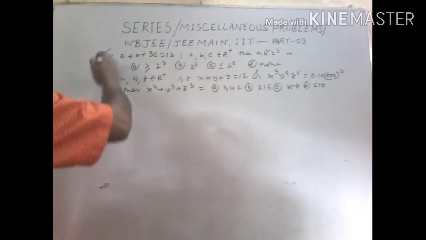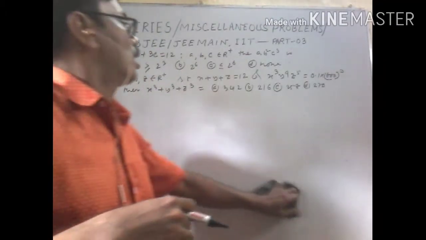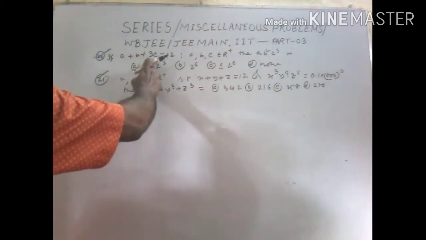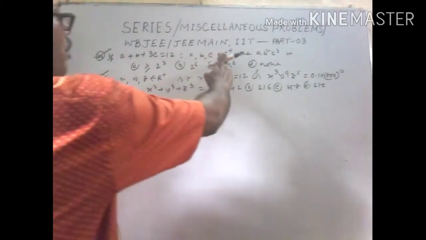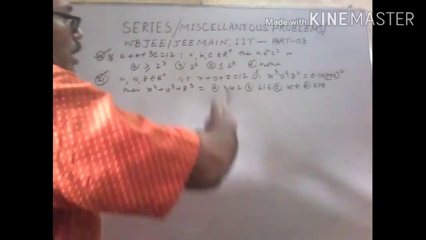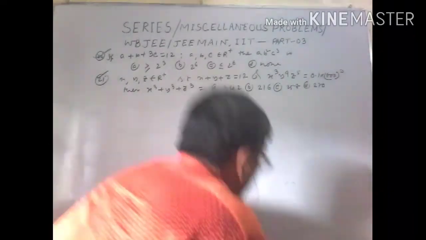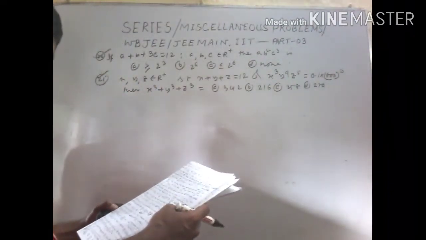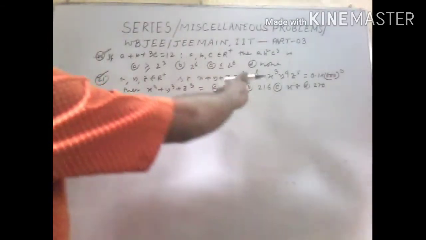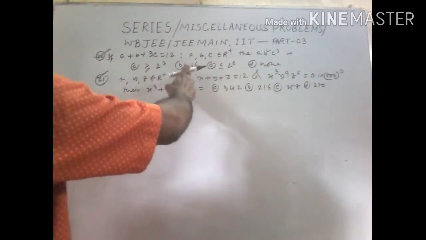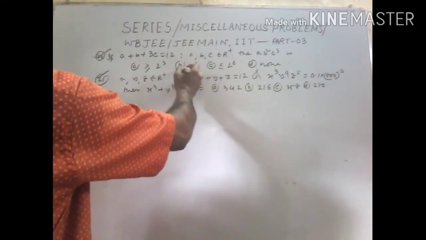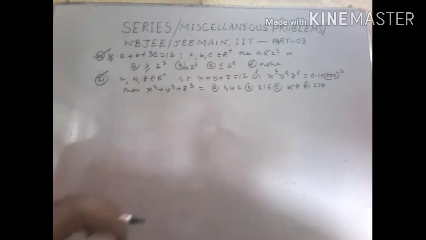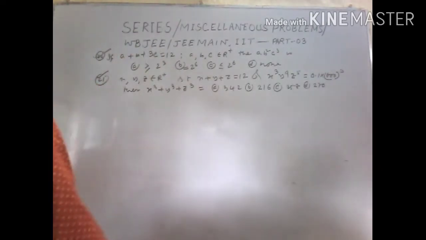Now problem number 20. a plus b plus 3c equals 12, where a, b, c belong to R. Then a b square c cube, is this the minimum or maximum of this? Options: it may be greater than, it is equal to, it is less than or equal to, or D is none.